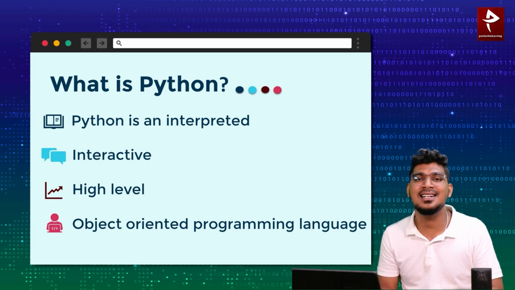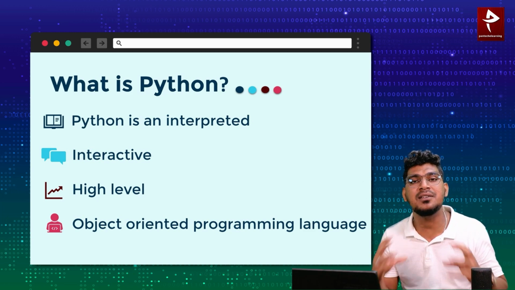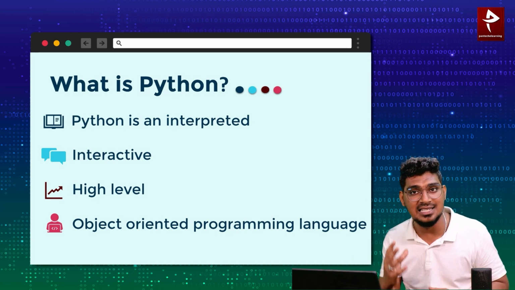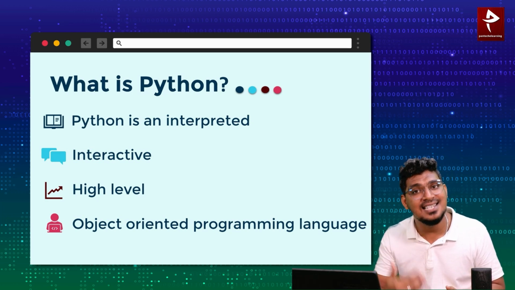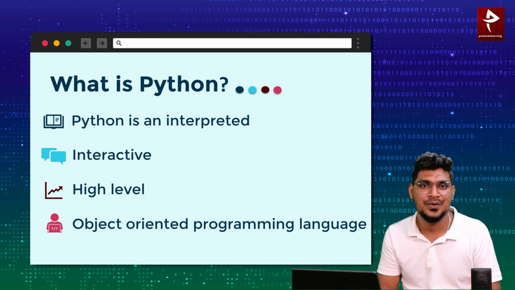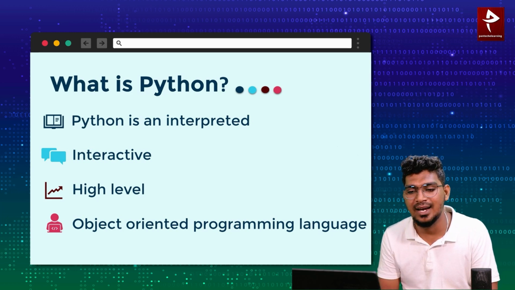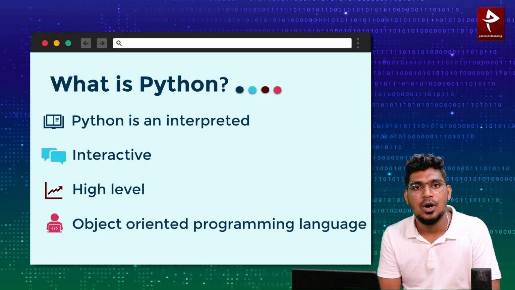So what is the reason? In the sense, Python code is scripted with the help of the English language and English vocabularies. Okay, so that's why we can understand easily and we can read also. So that is why it is called a high level language. Okay, so what about the next thing?